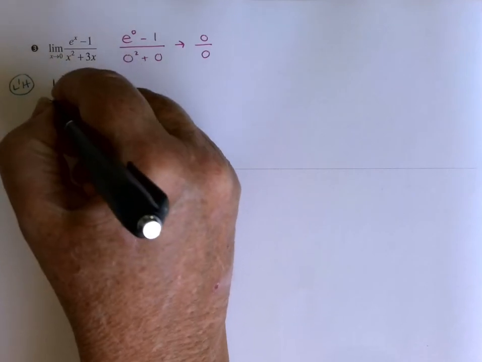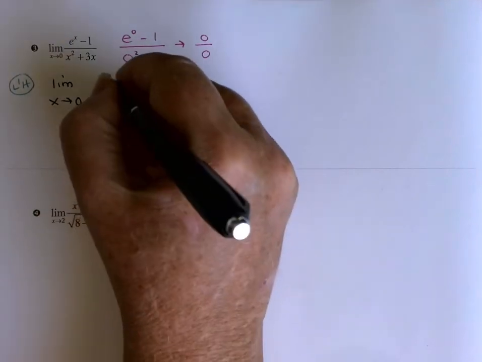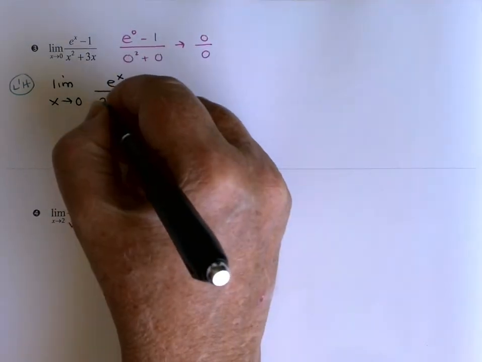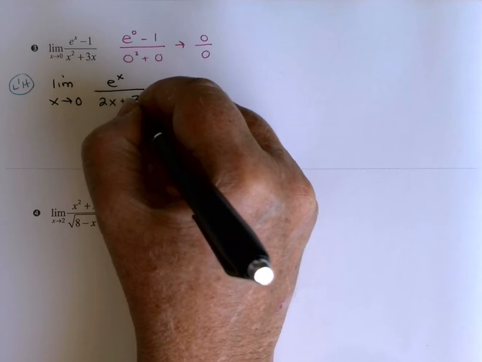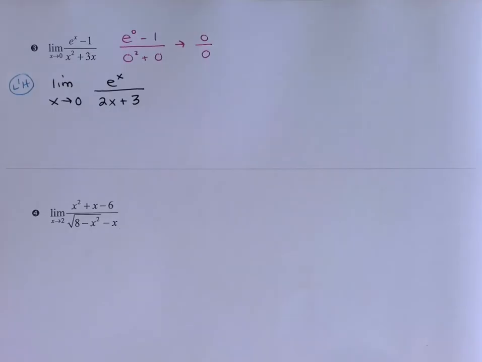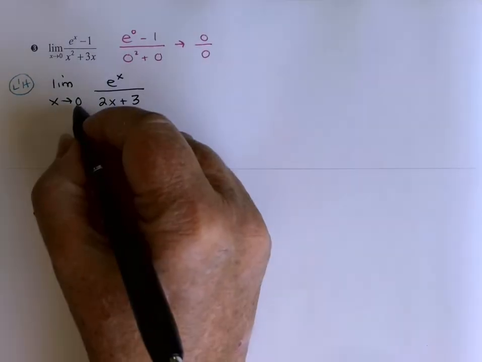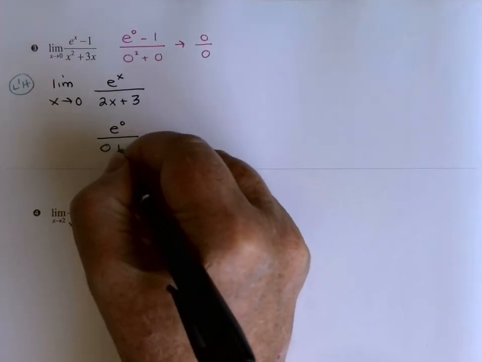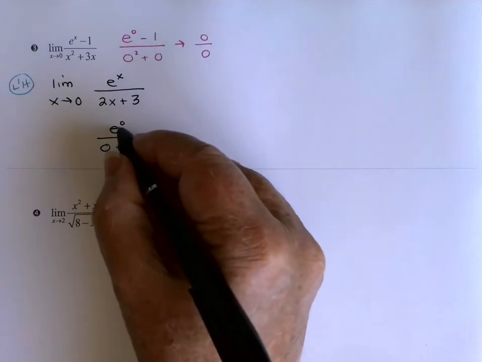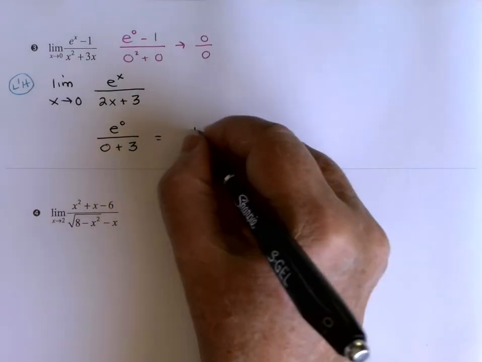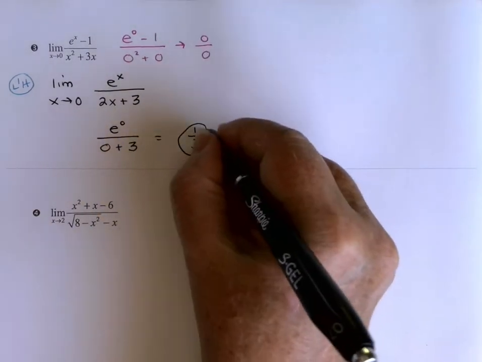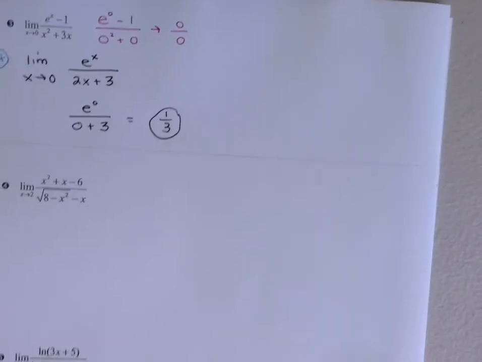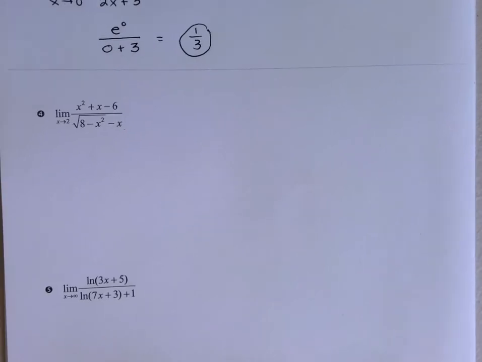I've got the limit as x goes to 0, and the derivative on top is just e to the x. The derivative on the bottom is 2x plus 3. If I now plug in the 0, I'm going to get e to the 0 over 0 plus 3, which would be 1/3. Pretty slick. This often works really well. Couple more.